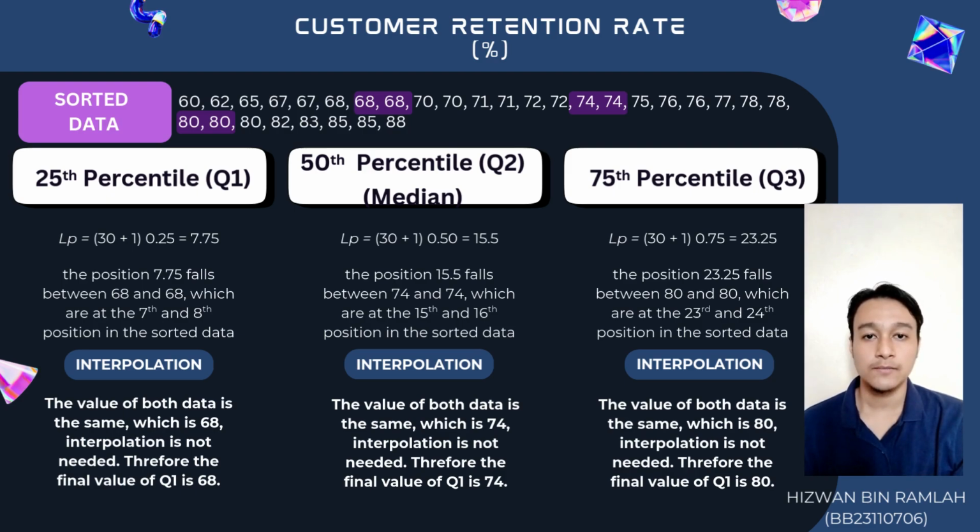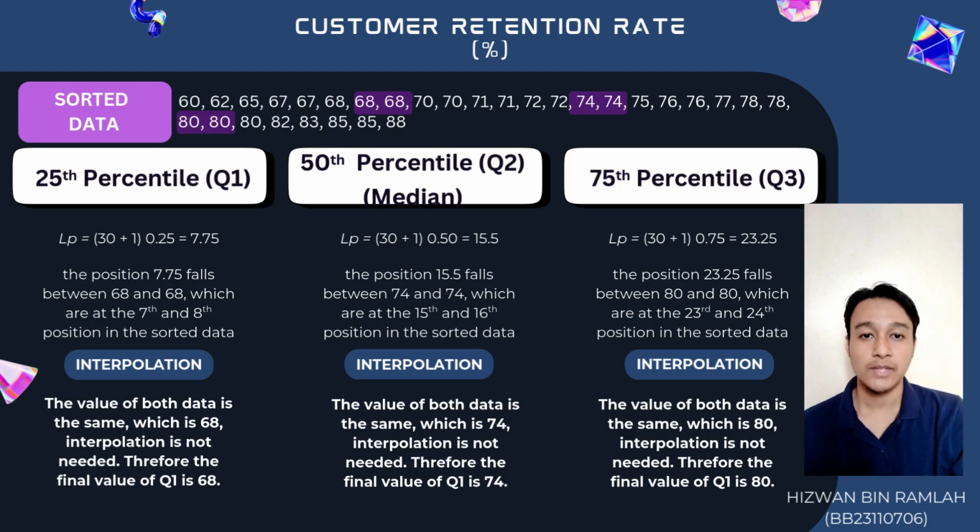So next is the 50th percentile, also known as the median. The calculation of the percentile is 30 plus 1 multiplied by 0.50, which equals 15.5. For this percentile, it is the same as the 25th percentile, where both data values are the same, 74. So the final value is 74.